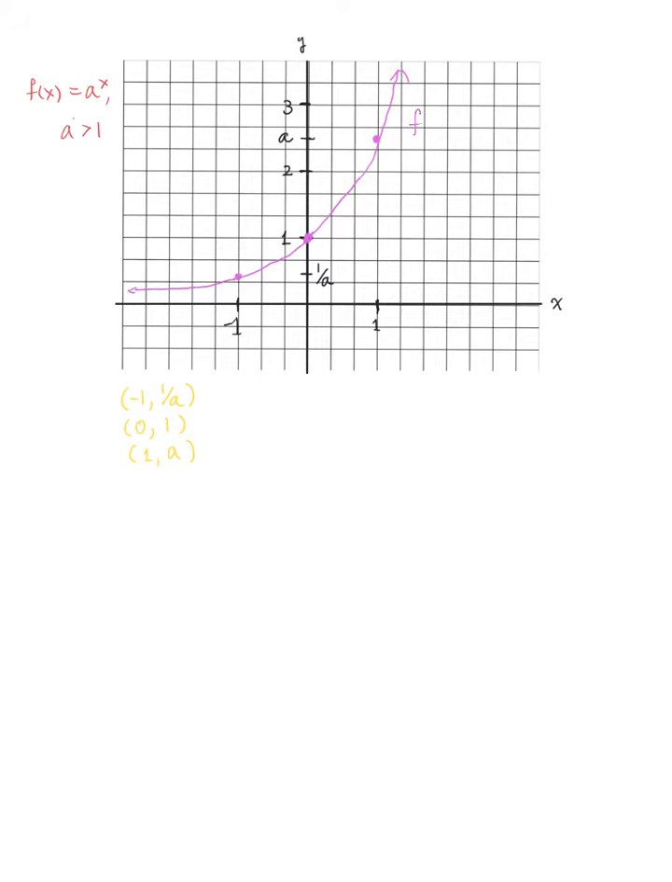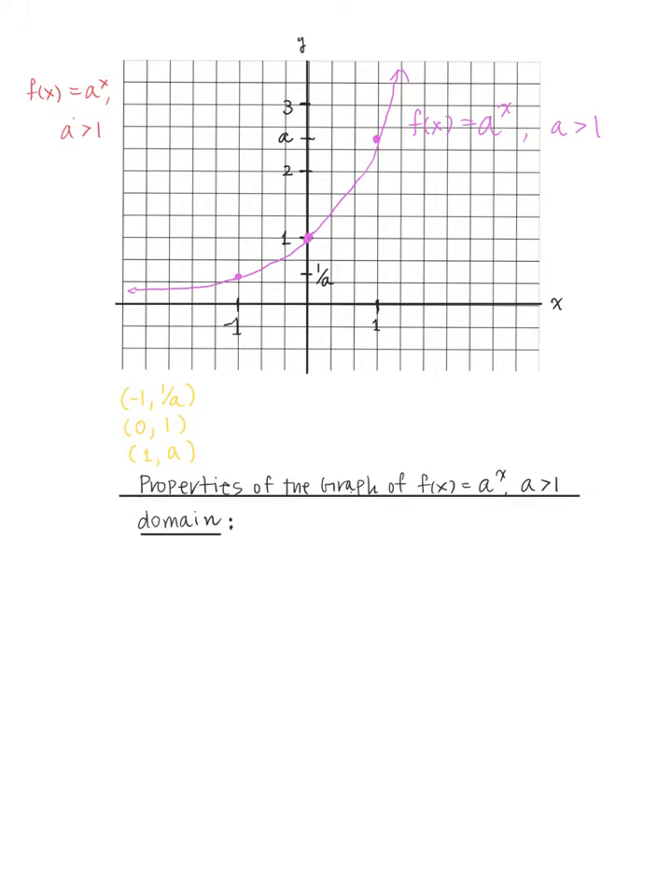So let's just call this guy f of x equals a to the x, where the base a is greater than 1. Now let's summarize the properties of the graph of f of x equals a to the x when a is strictly greater than 1. Let's start out with the domain. So what's the domain of this function? Remember that the domain is the set of x values where the function is defined. Well, this function is defined from -infinity to infinity, which is the same thing as all real numbers. So the domain for the exponential function is going to be -infinity to infinity.